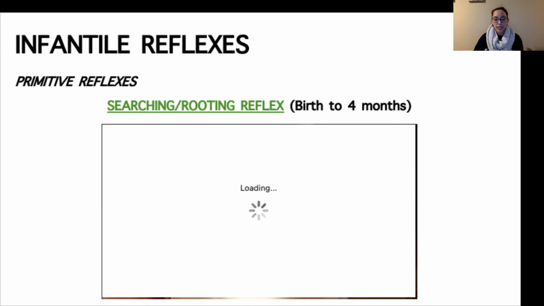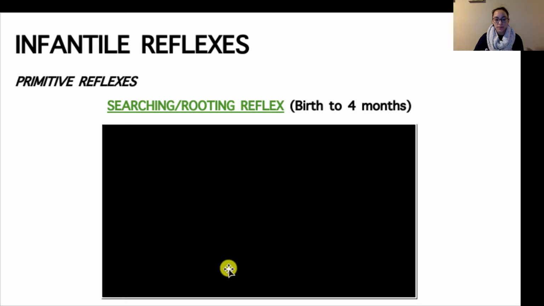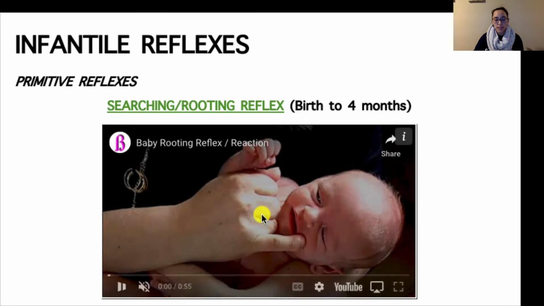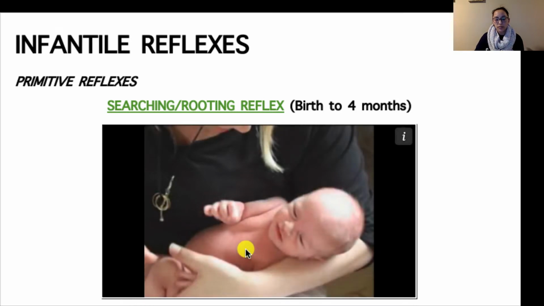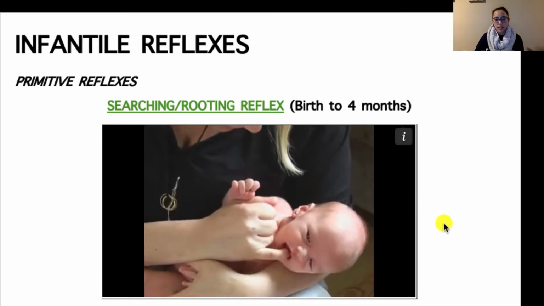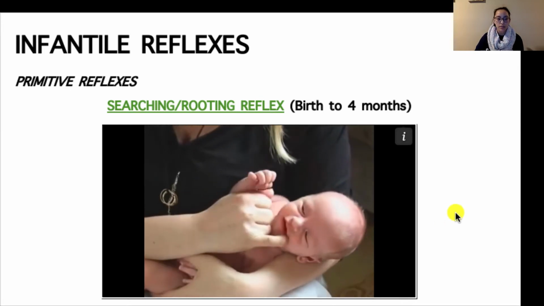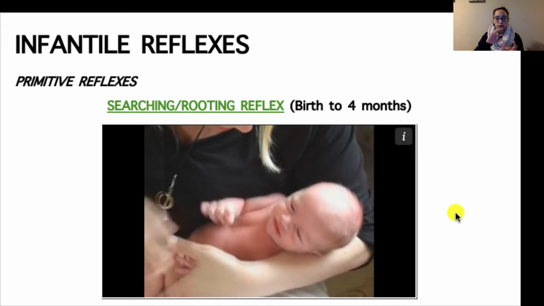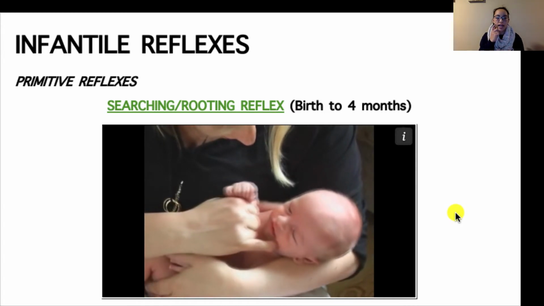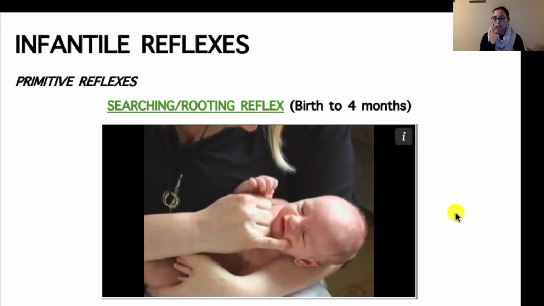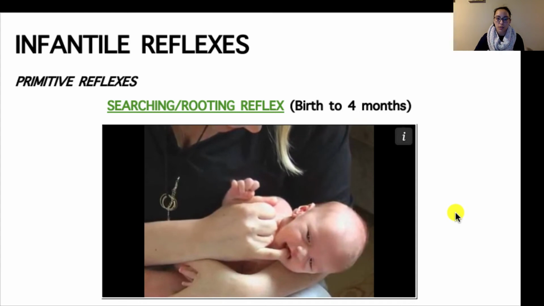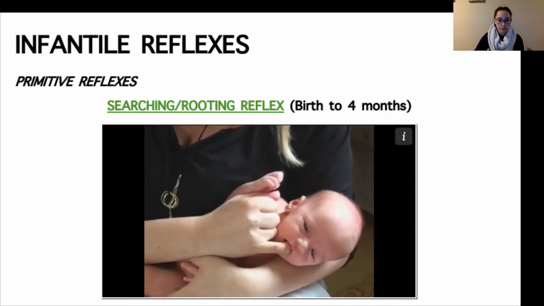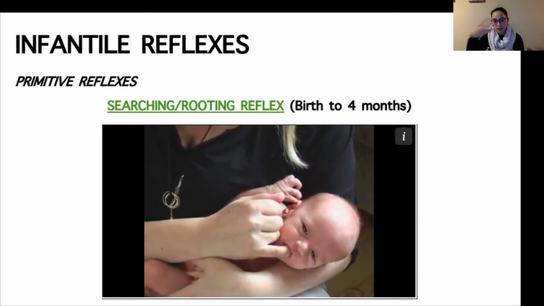An example of our searching and rooting reflex, again, the primary purpose of this one is for feeding. The stimulus would be to touch the cheek, which we'll see here, and then we see the head turning. So searching, rooting, and sucking are usually moved all together because as you can see, as the baby's head turns, there's stimulation to the lips, and then a sucking motion results. So searching, rooting, sucking reflexes are all related to feeding.